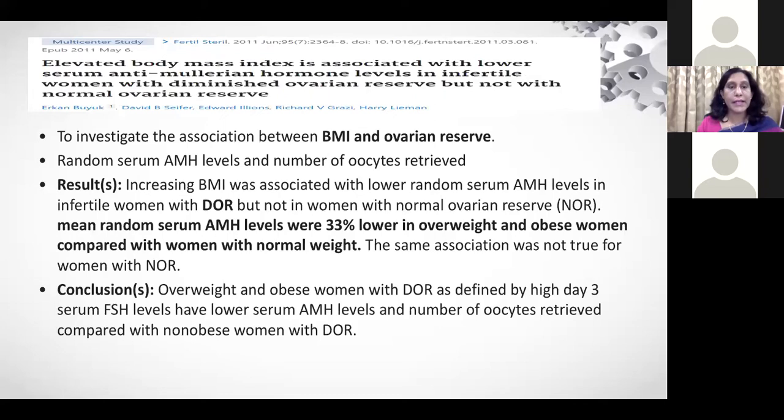Now, in another study, they compared the association between body mass index and ovarian reserve, and they found that in decreased ovarian reserve, the mean random serum AMH levels were 33% lower in overweight and obese women as compared with women with normal weight. So overweight and obese women with decreased ovarian reserve, as defined by high day 3 FSH levels, have lower serum AMH levels and number of oocytes retrieved compared with non-obese women with decreased ovarian reserve.